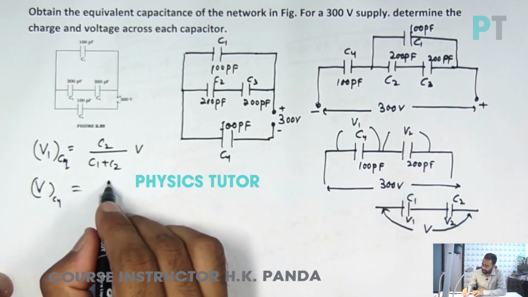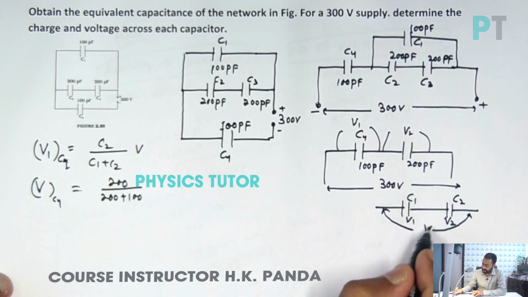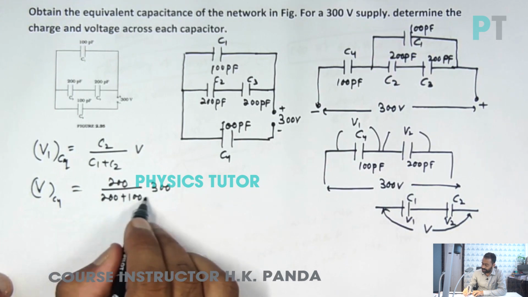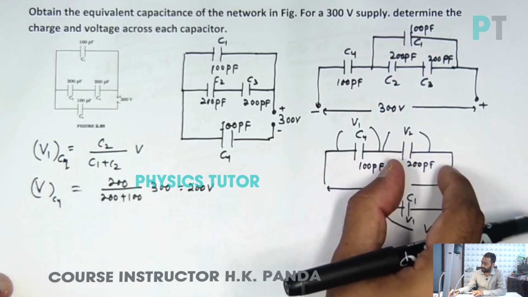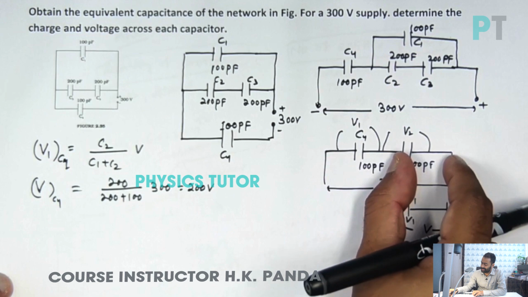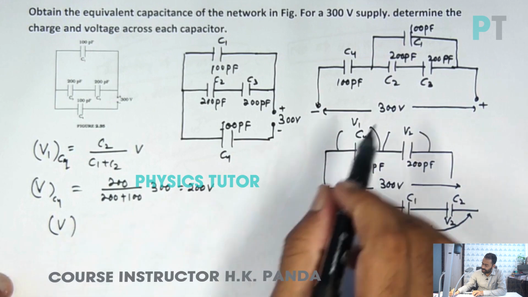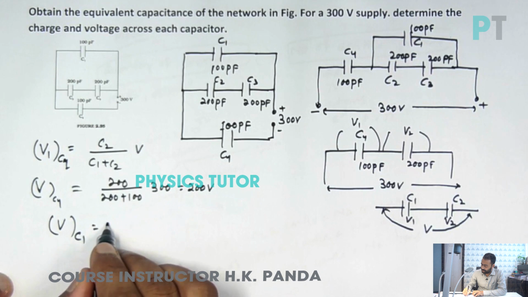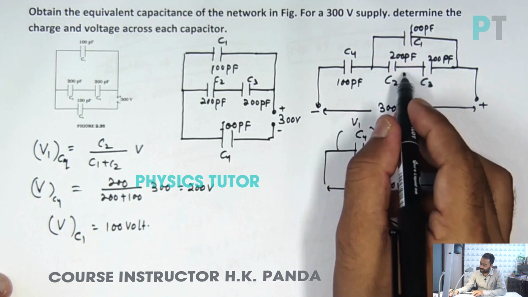This will be 200 divided by 200 plus 100, into the supplied potential, which is 300. Now 200 plus 100 is 300, and this is cancelled out, so this will be 200 volt. As you know, these two potentials add up to 300 volt, and this potential is 200 volts, so obviously this will be 100 volts. So the potential across C1 will be 100 volt, and the potential across the series of C2, C3 will be 100 volt.